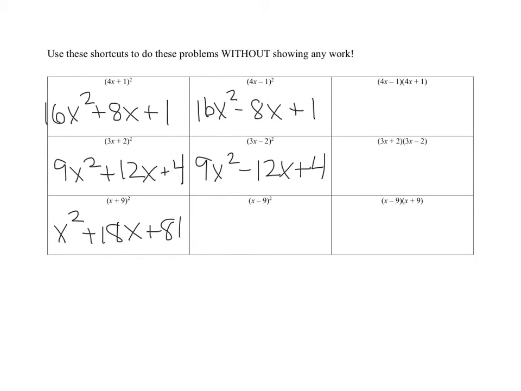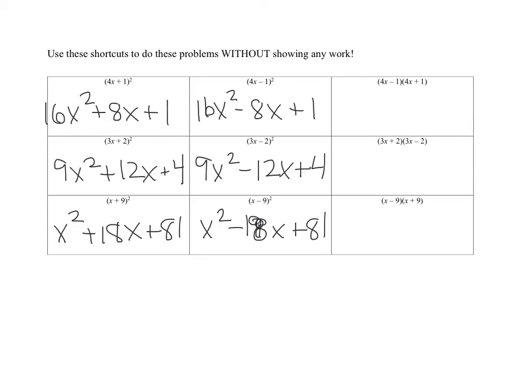Okay? The next one, square the x. So it's x squared. Multiply x times negative 9 gives us negative 9x, but we're going to double it. So we get negative 18x in the middle. Negative 9 times negative 9 is 81, so it's positive 81. So look, the only difference between the two columns is that in the first column we've got a positive middle term, and in the second column we've got a negative middle term.